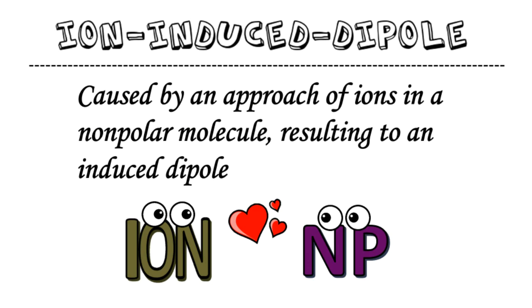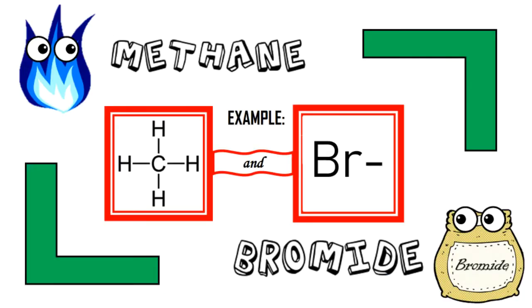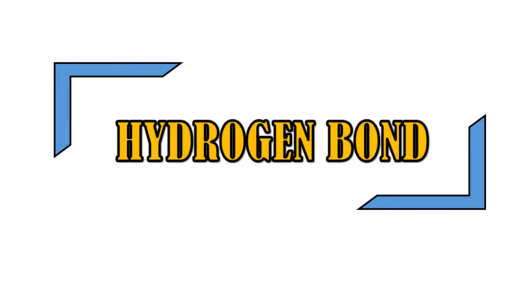Now let's move on to ion-induced dipole. Ion-induced dipole is a weak attraction that results when the approach of an ion induces a dipole in an atom or in a nonpolar molecule by disturbing the arrangement of electrons in the nonpolar species, or simply an ion combined with a nonpolar molecule. An example of this is when methane and bromide interact with one another.